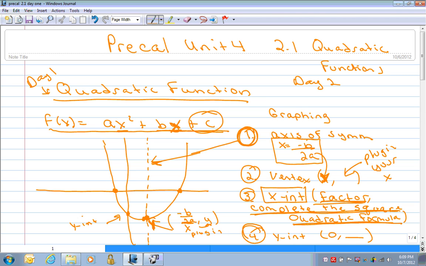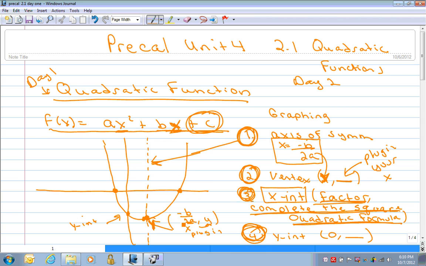And then finally, we're going to find the y-intercept. And the y-intercept is when the x value is 0, and usually that means it is just the constant at the end of the equation. So, step 1, axis of symmetry. Step 2, use that as your x value for your vertex, plug in to find your y value. Step 3, this is the longer step. You factor, complete the square or quadratic formula to find your x-intercept. Really important. And then finally find your y-intercept.